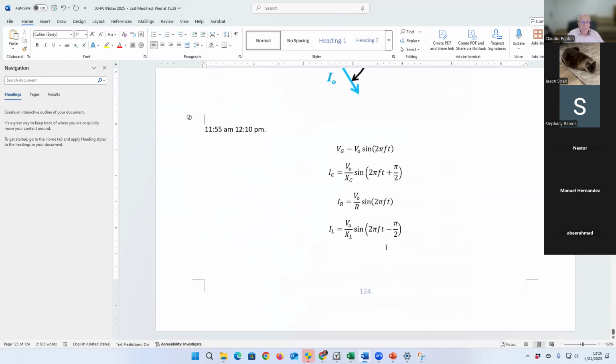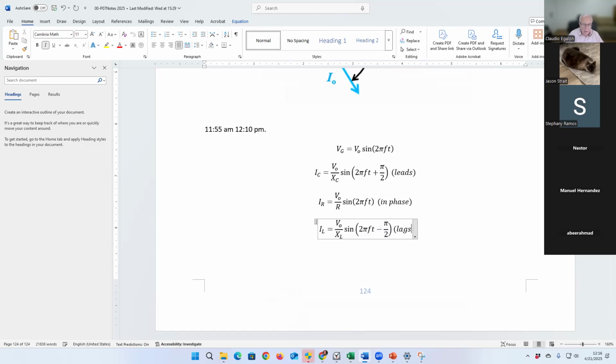Leads. In phase. Lags. But now suppose that that's not the correct way of saying it, because I'm going to explain that to you. First, let's take a look at the system.